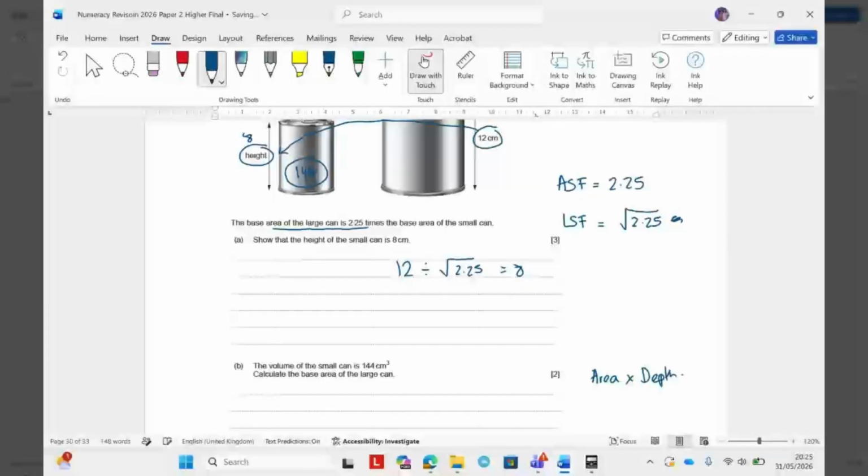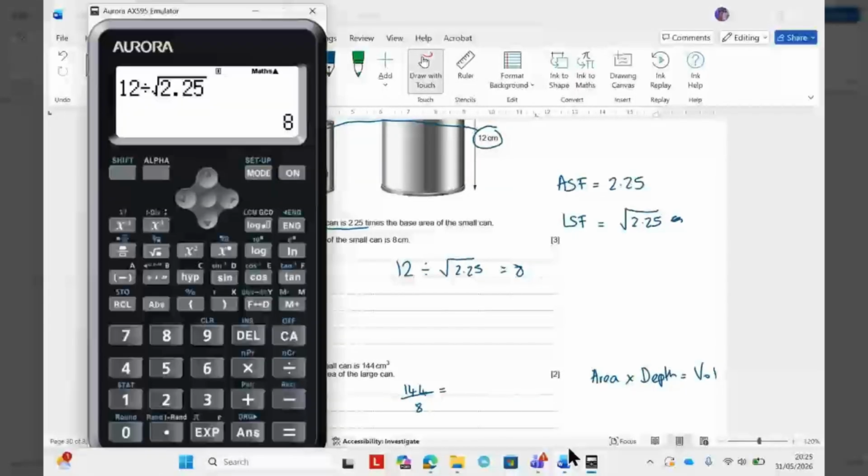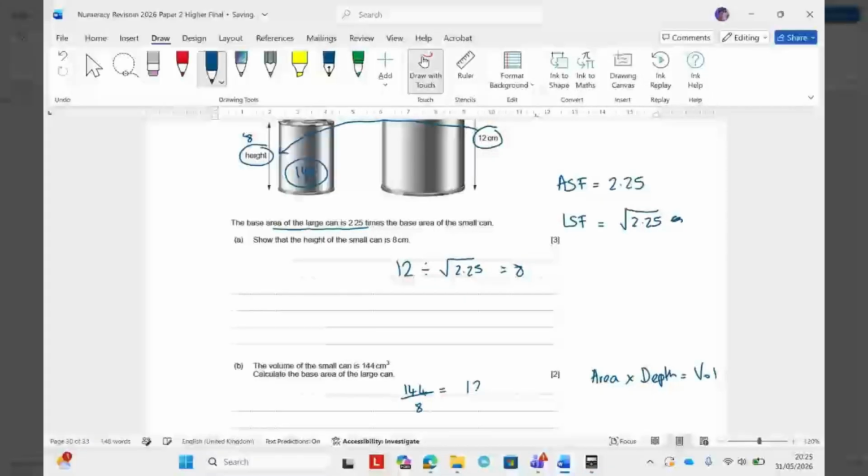If we know the volume is 144, and we know that the height is 8, if we divide that by 8, that's going to tell us the area of the bottom. So this is just one way to do it. 144 divided by 8 equals 18. Lovely. So basically, we've got an area here of 18, and when we times that by the height of 8, we've got 144, but it would like the area here.